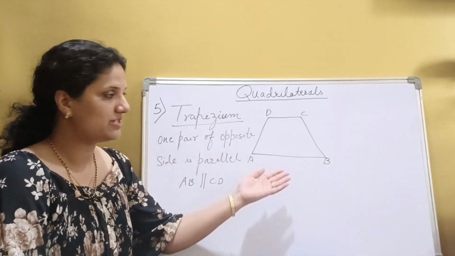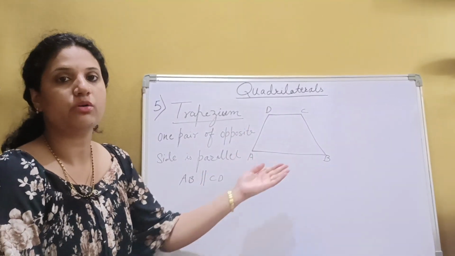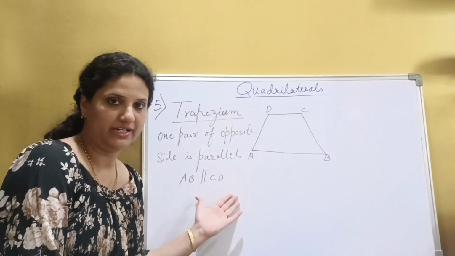And quadrilateral, because this figure is also having four sides, four angles, and four vertices. So this is also a type of quadrilateral.